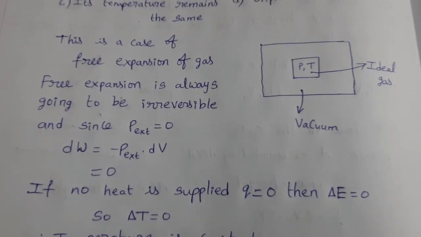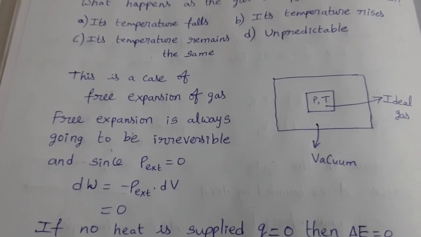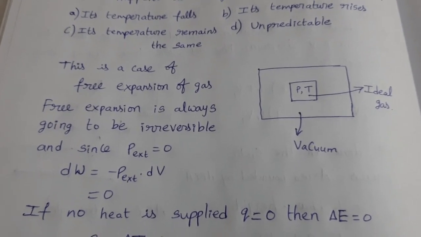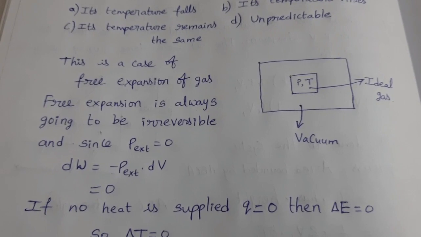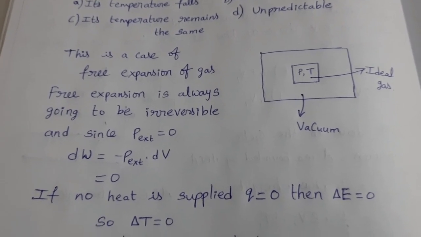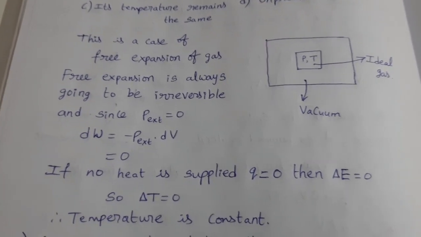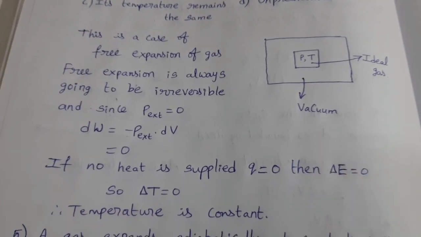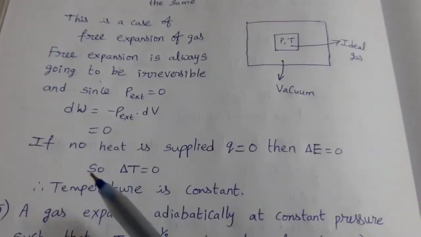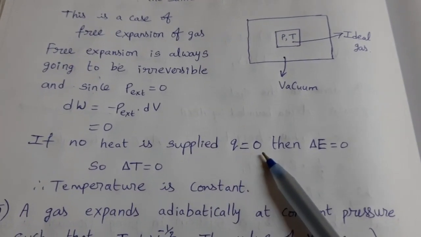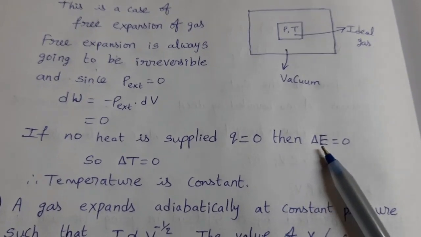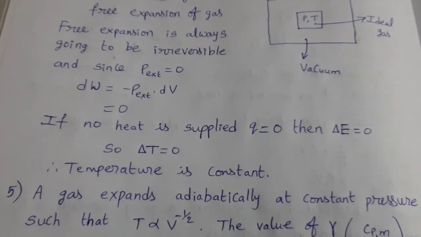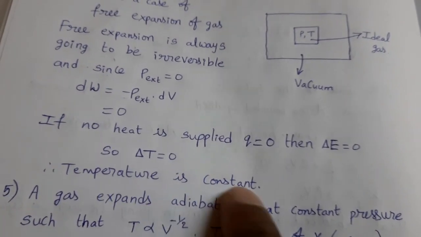Students, you should understand this point. Free expansion is always irreversible. Since the external pressure is 0, dW equals minus P external into dV equals 0. No work is done in the free expansion of gas, because the gas expands into vacuum. If no heat is supplied, Q equals 0, then the change in internal energy delta E equals 0. So delta T, the change in temperature, is also 0. That means we can say temperature is constant.